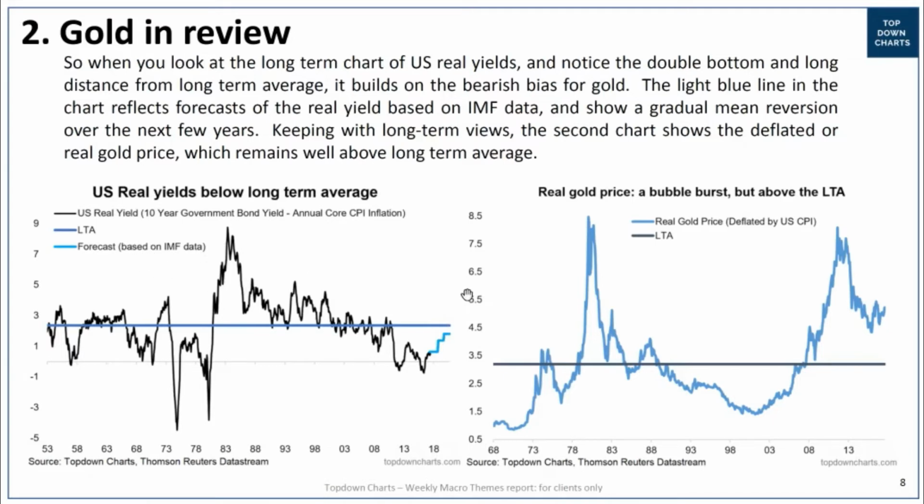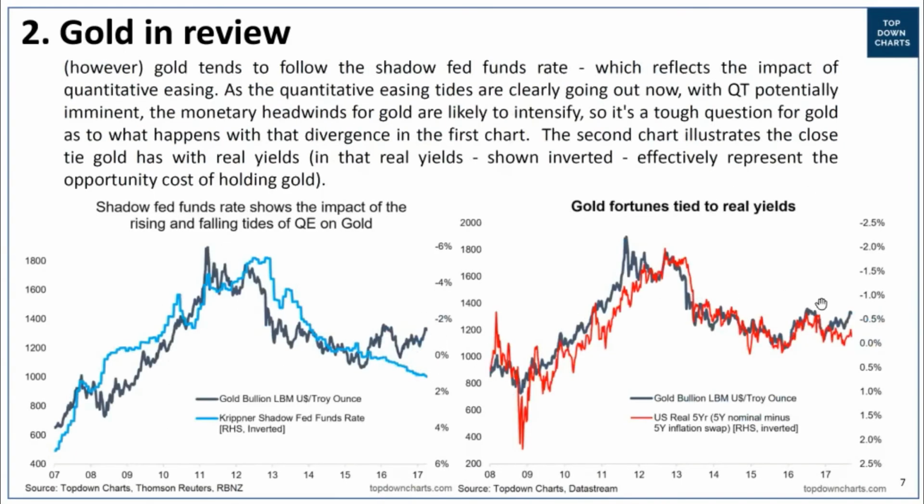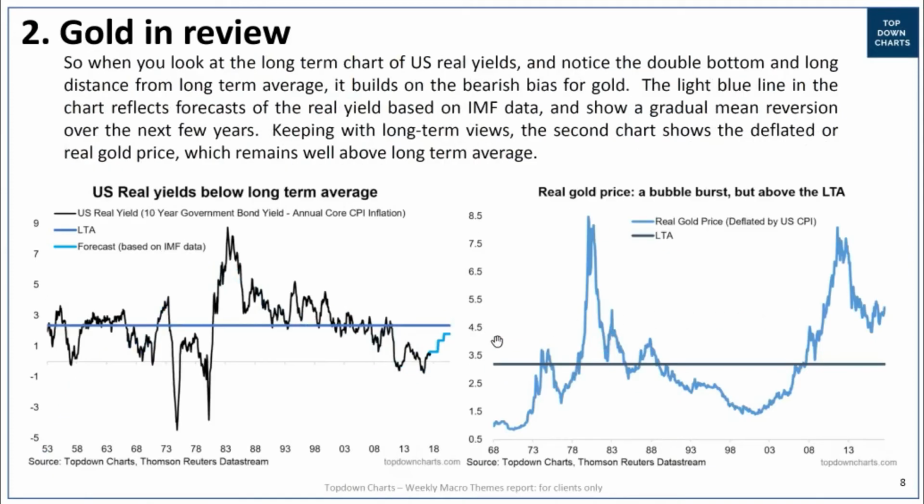forecasts from IMF data. This is the 10-year government bond yield minus inflation, and I've just used some of their forecasts to put into some of my other models to project what may happen there. And so, if you think that the gold price is tied to real yields, and that you expect real yields to rise over the medium to long term, that tends to give you a bearish bias.